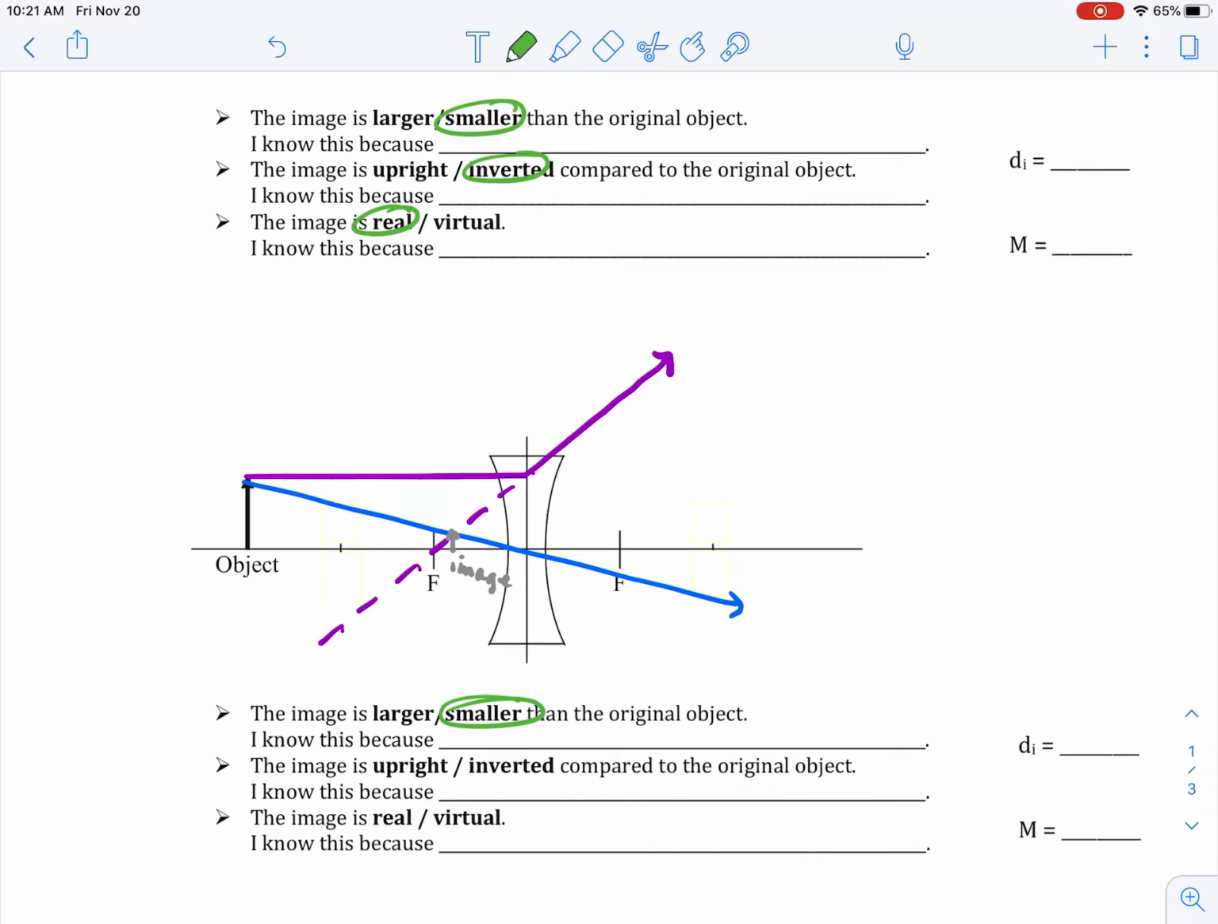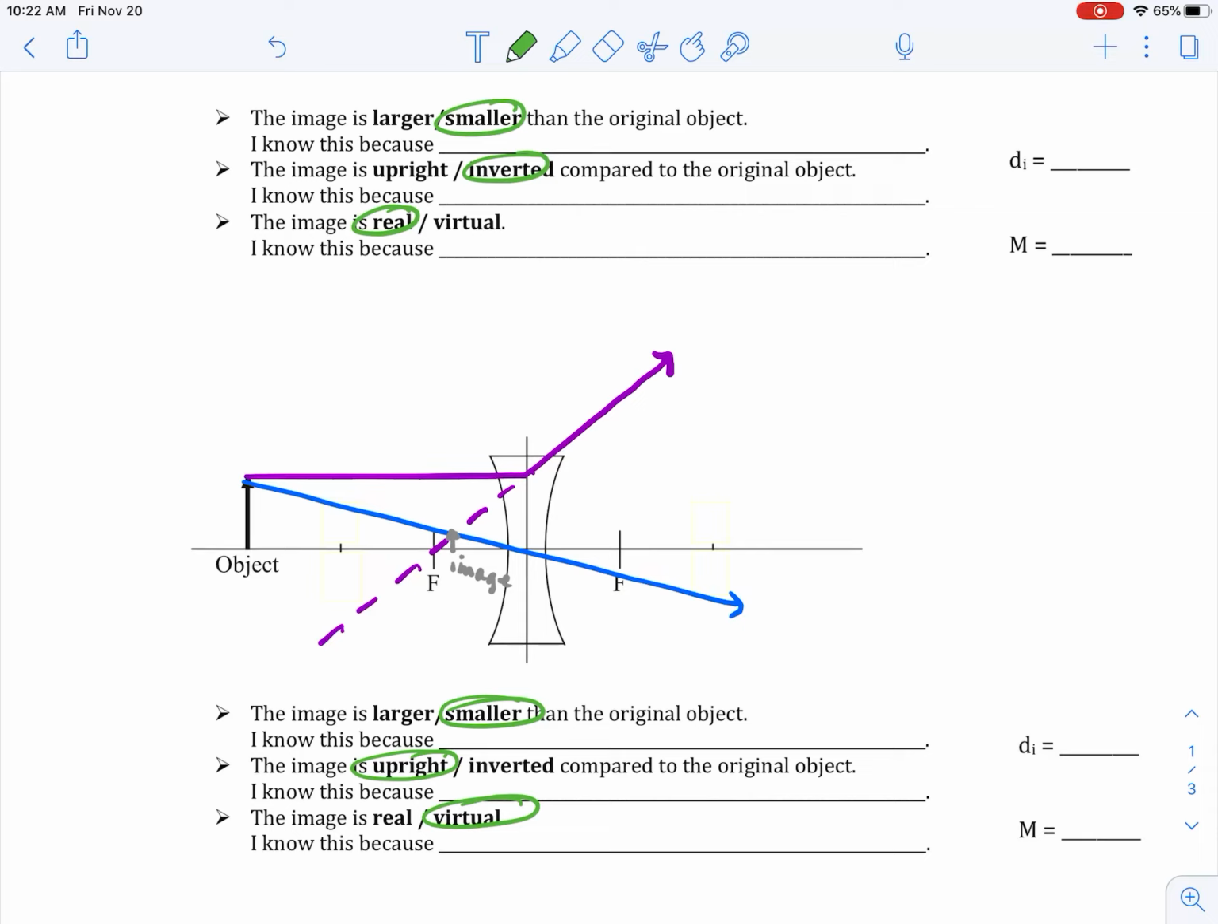So my image is going to be smaller than the original object. I know this because the line for my image is shorter than the line for my object. The image is upright. I know this because the point of intersection is above the horizontal principal axis. And the image is virtual.